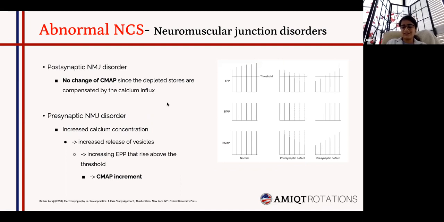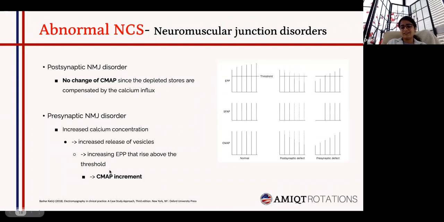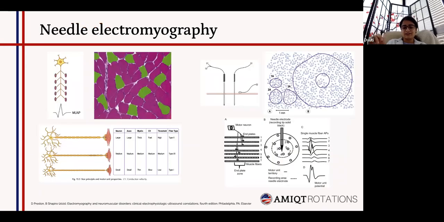So to conclude, in a slow repetitive nerve stimulation, we have a CMAP decrement, whereas in a rapid one, we have a CMAP increment in the presynaptic neuromuscular junction disorders, like Lambert-Eaton. So this was all about a nerve conduction study.